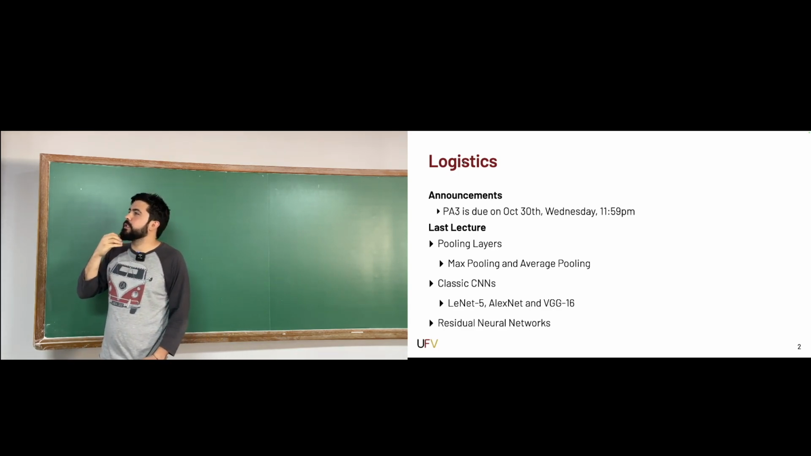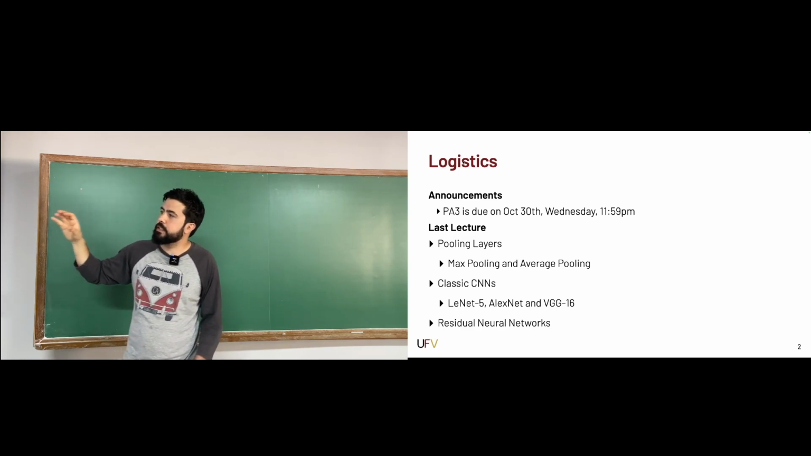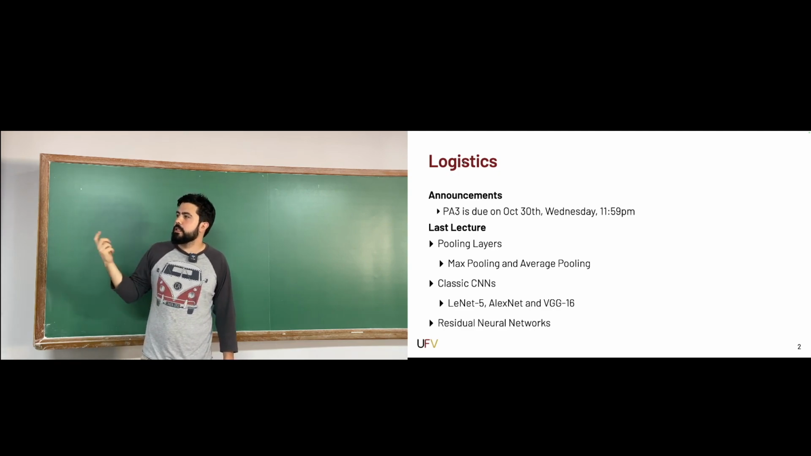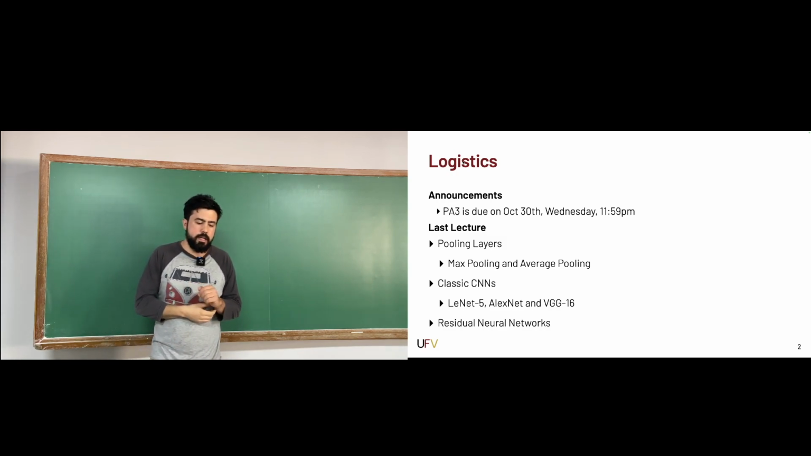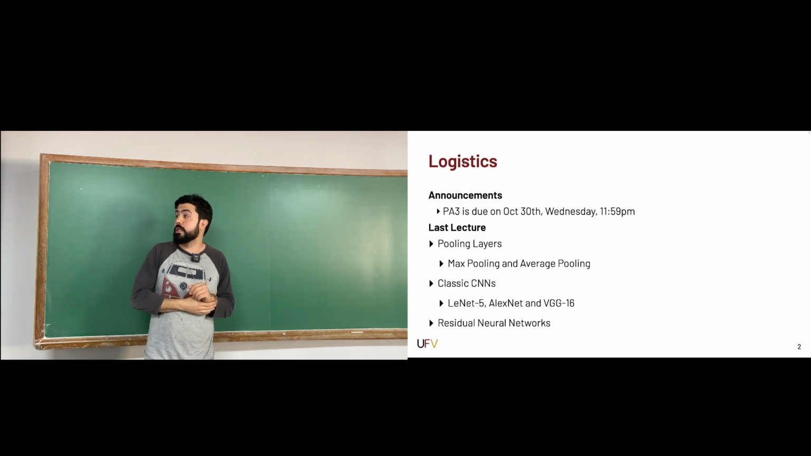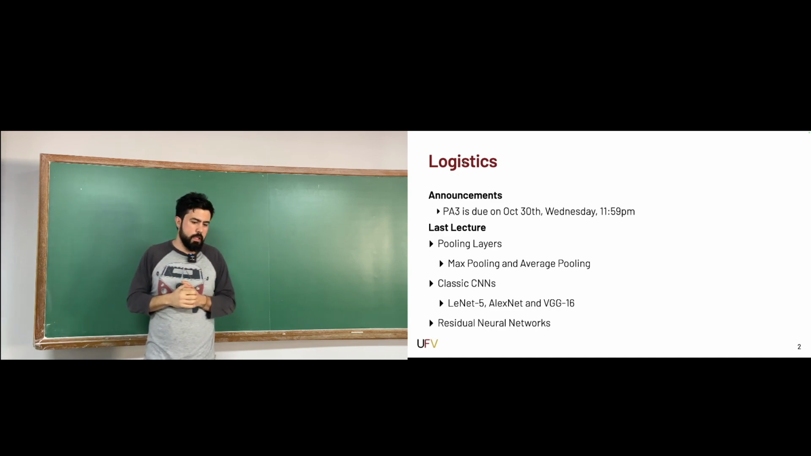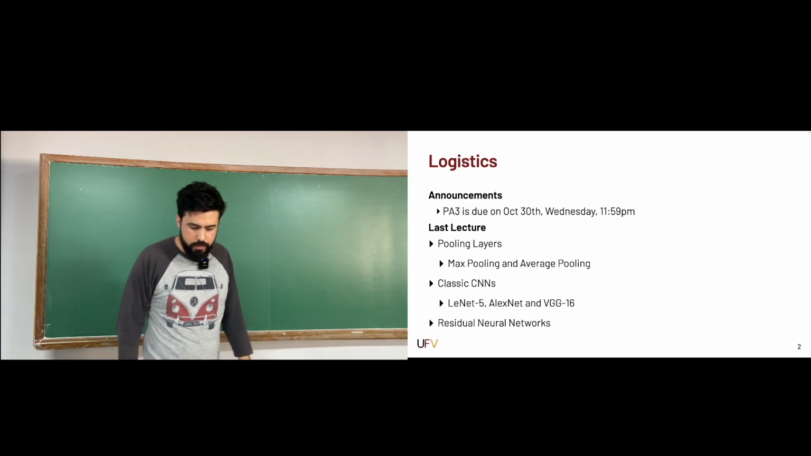We were talking about convolutional neural networks last lecture, particularly about pooling layers, classic CNNs, and residual neural networks. We covered max pooling and average pooling in the context of CNNs. Then we investigated a couple of famous CNN architectures, particularly LeNet5, AlexNet, and VGG16. And then at the end, we discussed the idea of residual neural networks, which are those cool skip connections that we can use to form residual blocks and then build much bigger neural networks, okay?